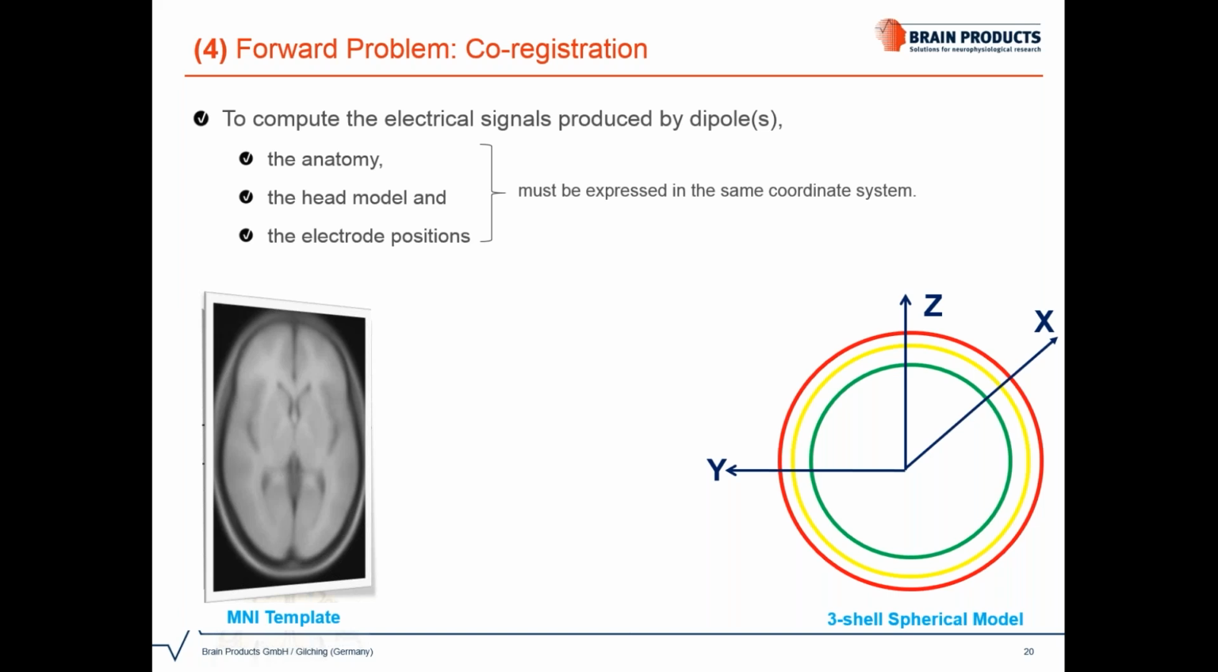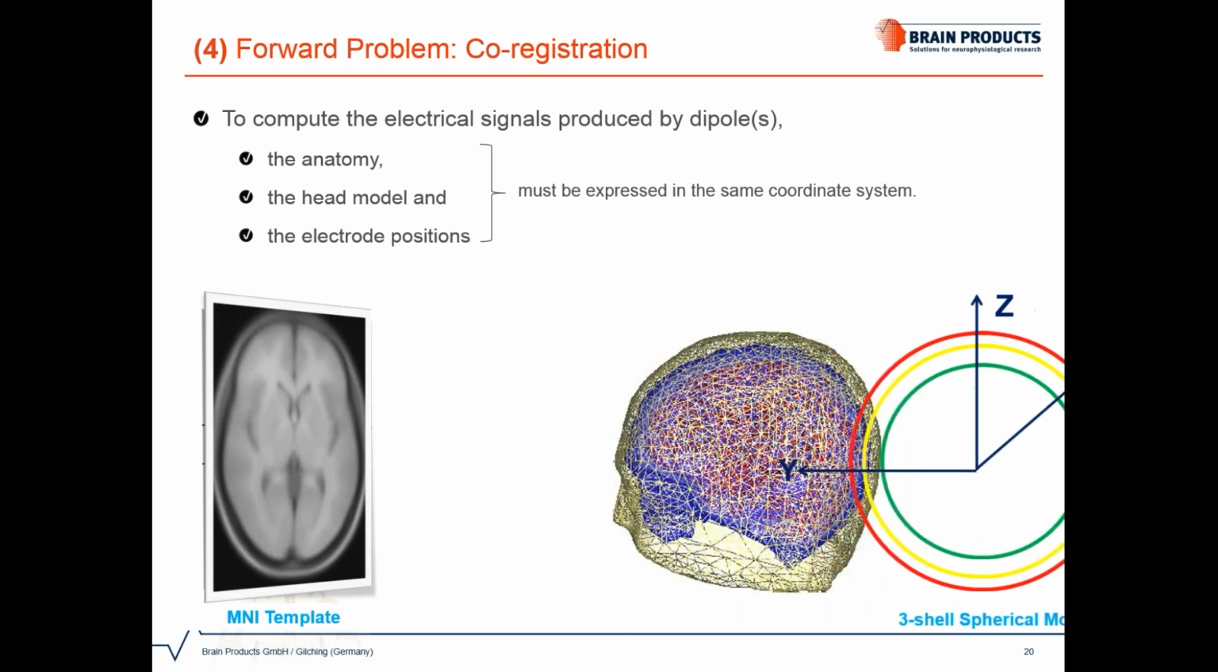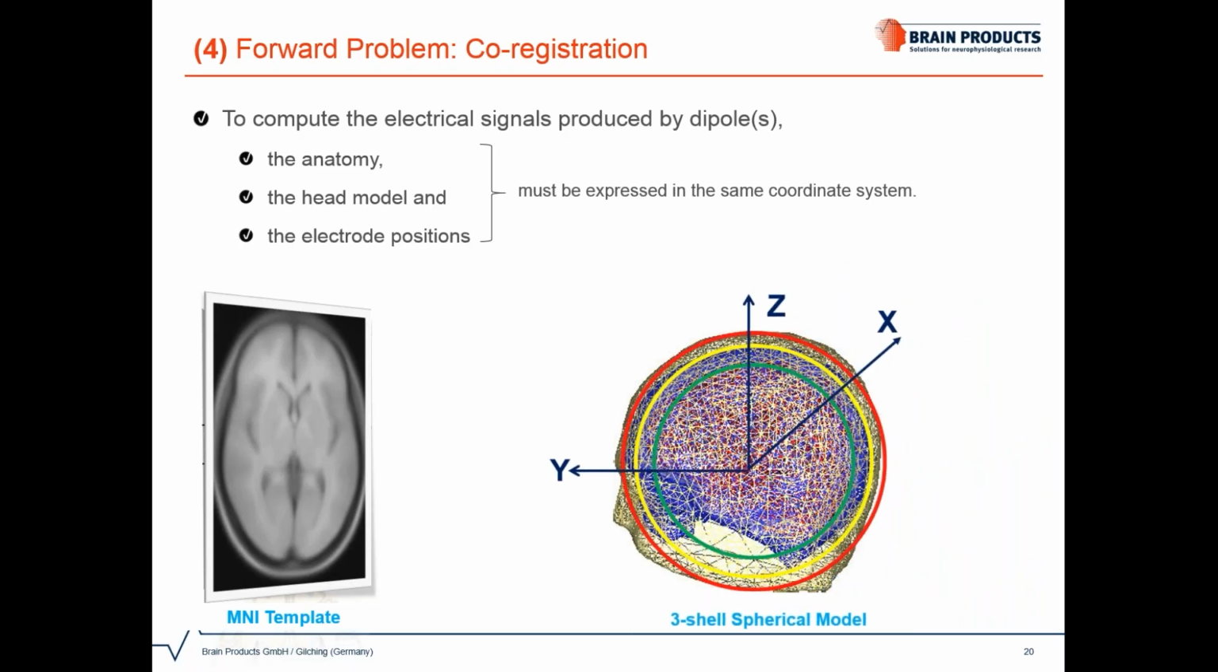Then this registered MNI template, which forms the 3-dimensional standard MNI brain, is used as a reference for the spherical head model to be registered to. Finally, the electrode locations are projected on the co-registered head model.